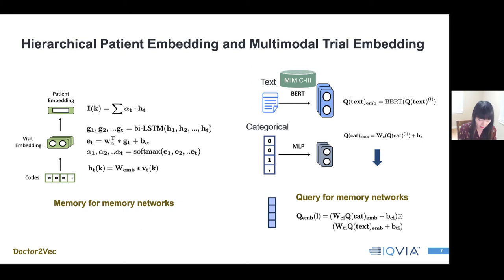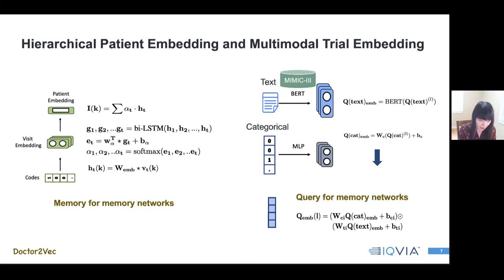So let's describe these modules one by one. The first 2 modules, the hierarchical patient embedding and the multimodal trial embedding modules, actually perform the preprocessing step and take the raw data as their input and then encode the 2 entities, patients and trials, into machine-readable vectors to be used in the dynamic memory network.